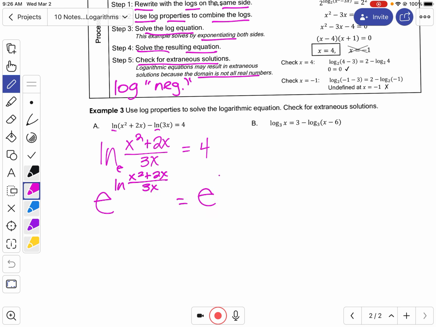And then I also have to do the same thing to the other side. So the reason I did this is because now, since this is the base and my base of this natural log is e, they both cancel. That's the whole reason you are using that base. So they cancel out. You're left with x squared plus 2x over 3x equals natural log of e to the 4th.